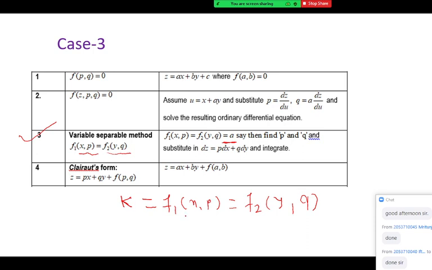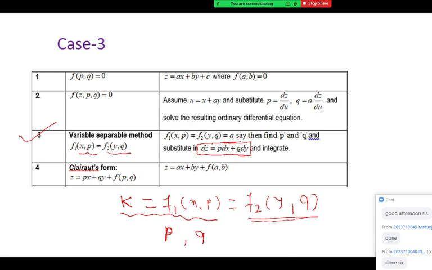Now once we take that, we can find the value of p in terms of x and a, and we can find the value of q. From the first expression, we get p in terms of x and a. From the last, we get q in terms of y and a. And once we get that, we can put these values in the equation dz equal to p dx plus q dy, and integrating, we get the answer.